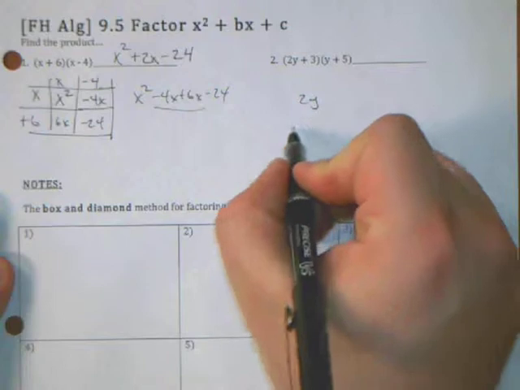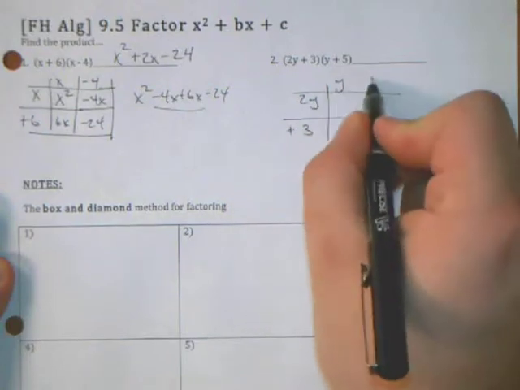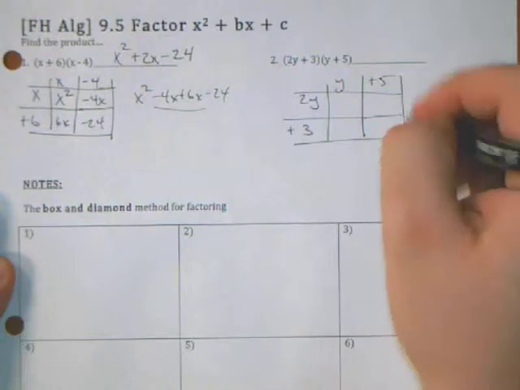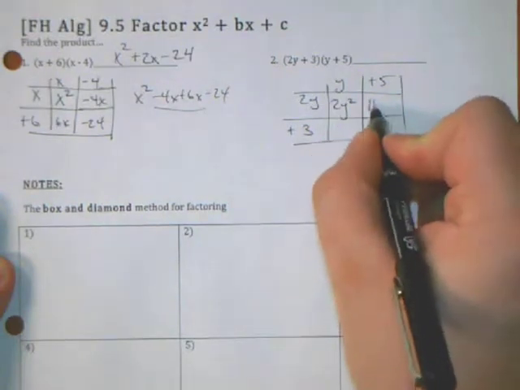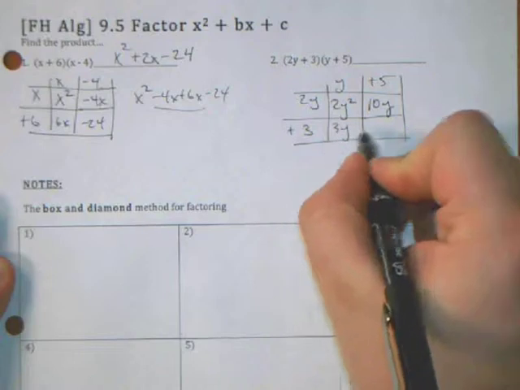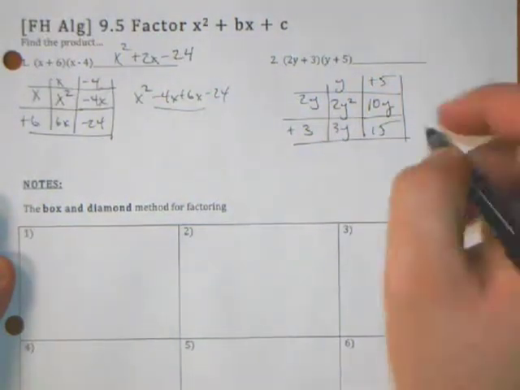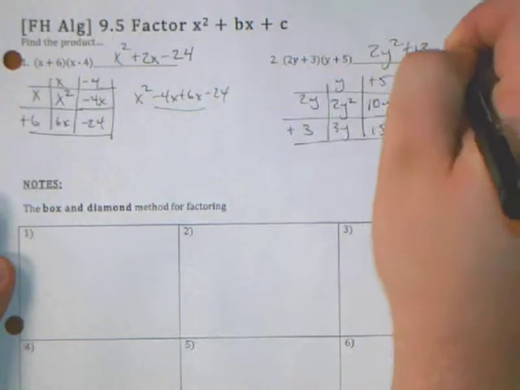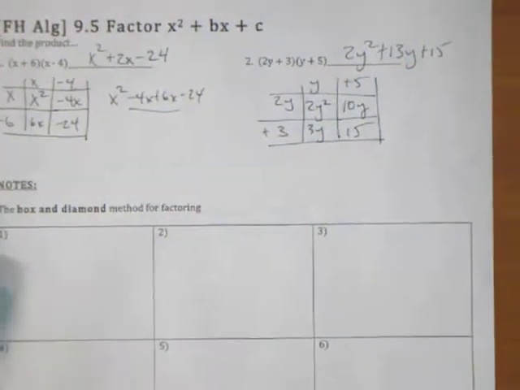Same game, 2y plus 3, y plus 5. I didn't have time to do that. 2y squared, 10y, 3y, 15. 2y squared plus 13y plus 15. Okay. We multiplied out.